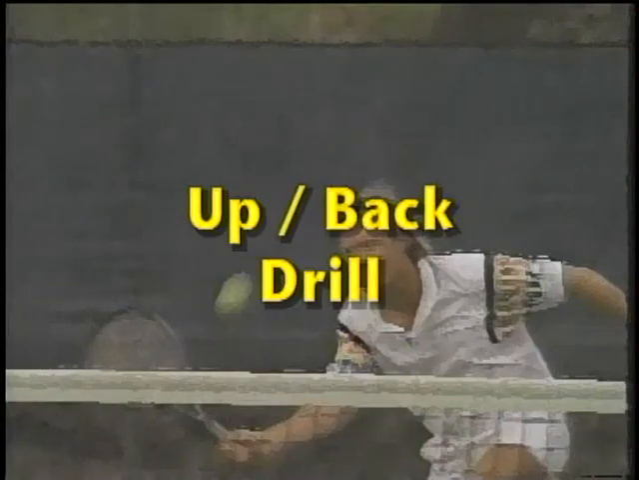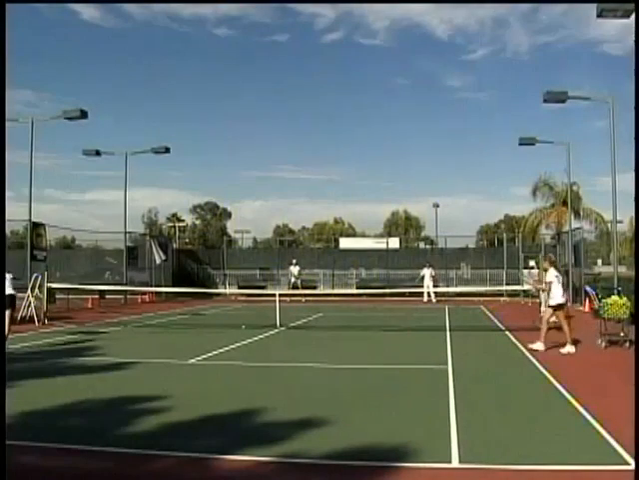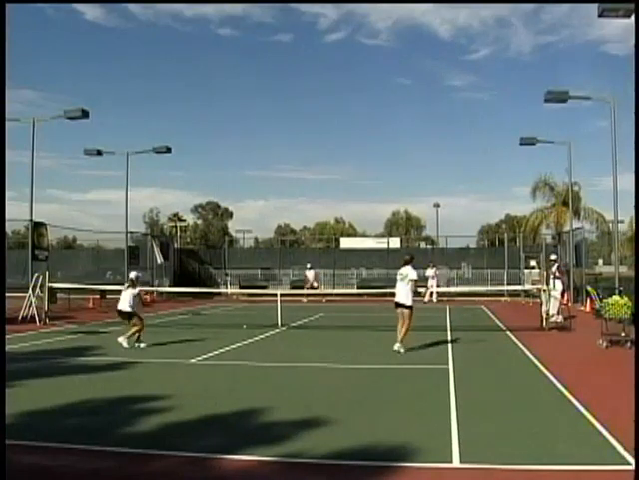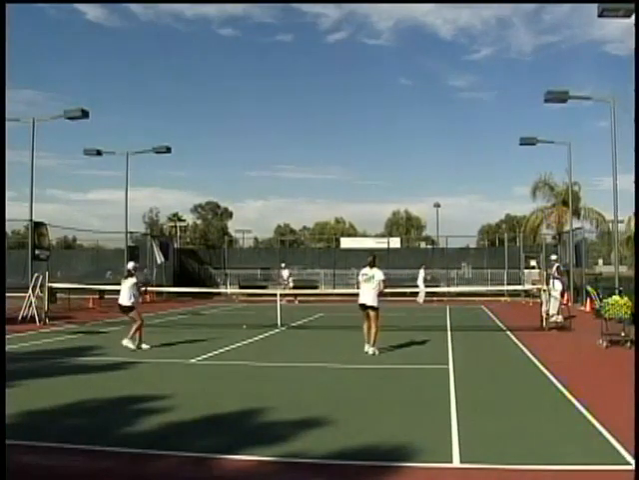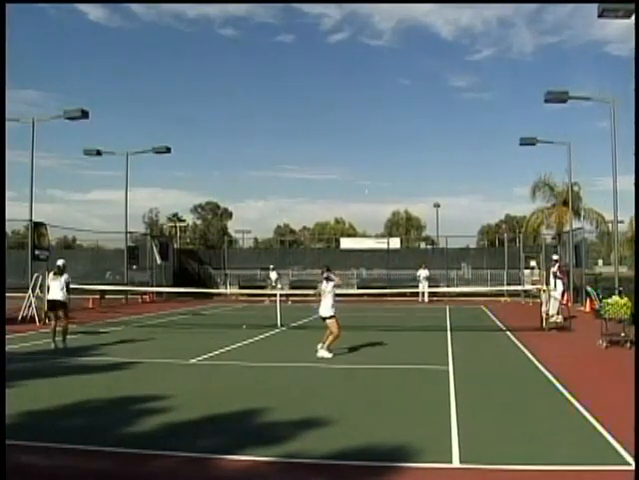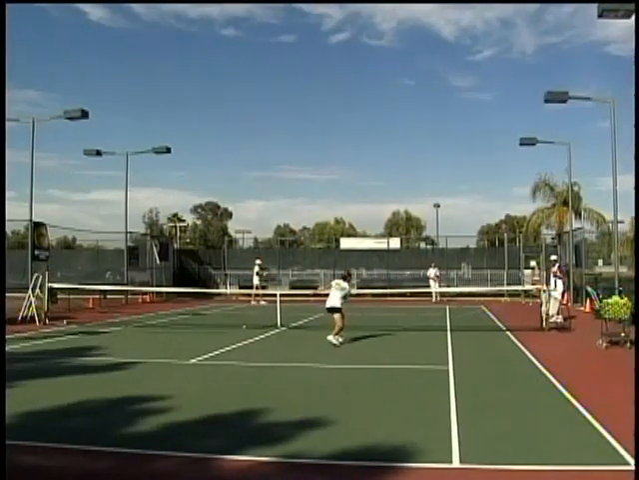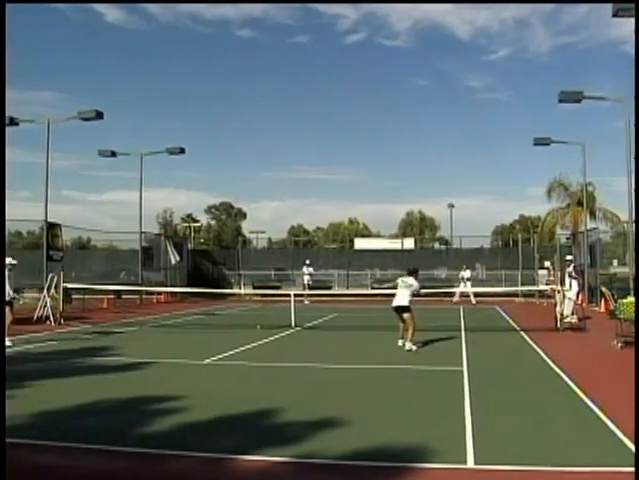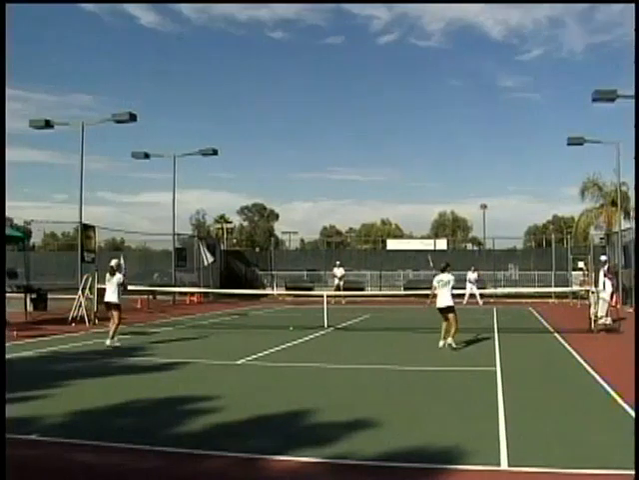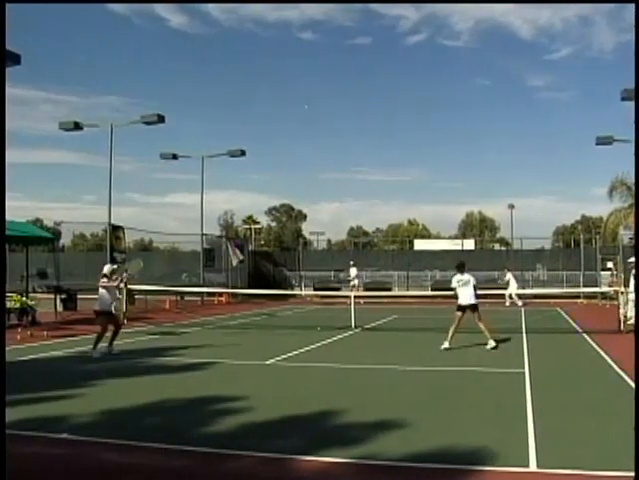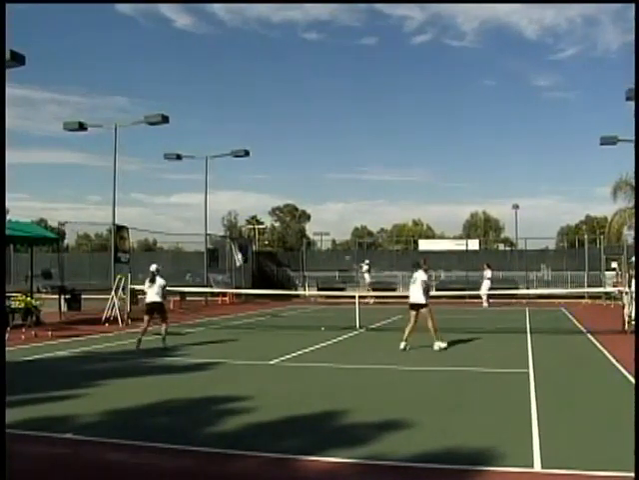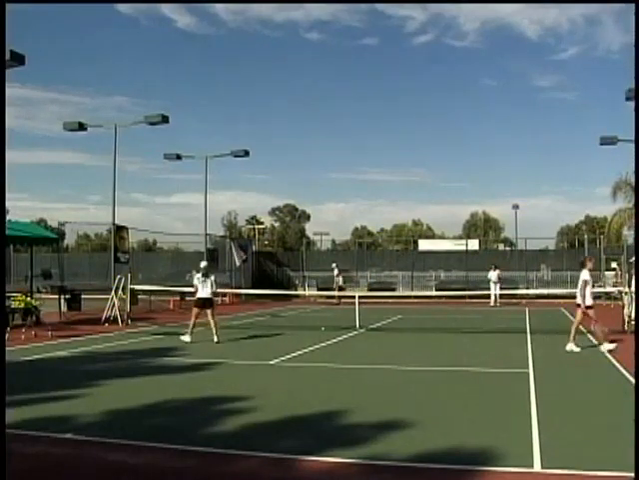This drill is called up-back. We have a front court player who introduces the ball to the back court player, and the back court player is required to lob the first shot. That means the volleyer, the front court player, has to hit an overhead smash, and then the point is in play. And again, they play straight ahead, and you could have multiple players. We just happen to have 4 players demonstrating.